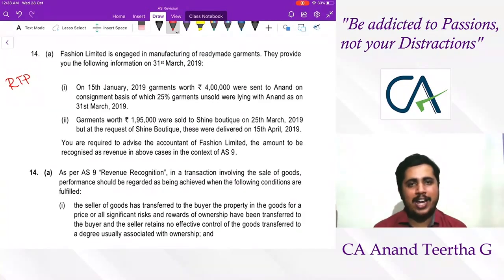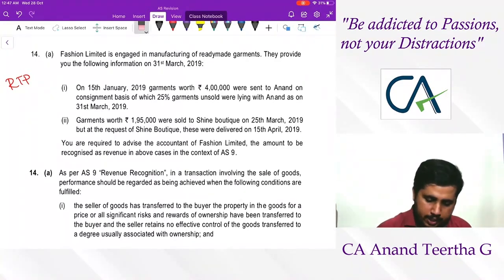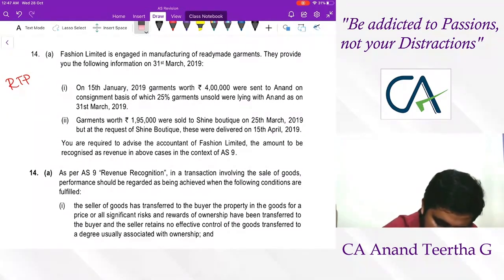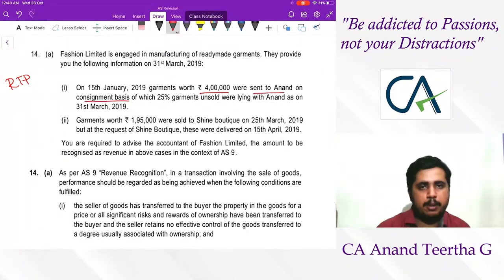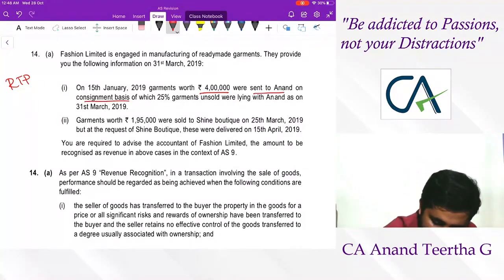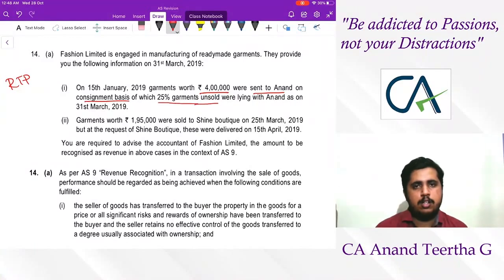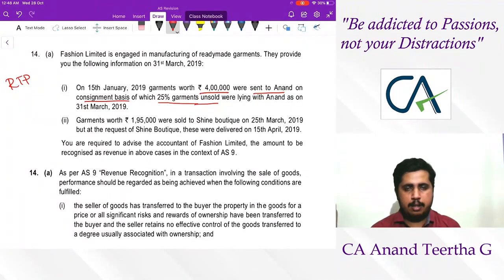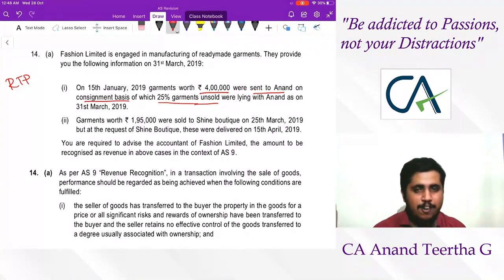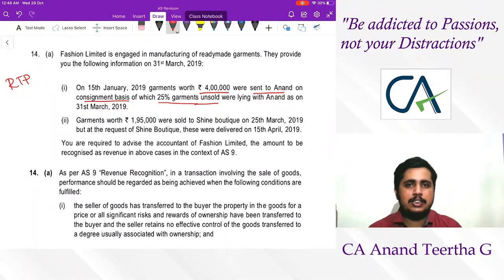in context of AS9. So accordingly, if we check the first one, 4 lakh is sent to Anand on consignment basis. Okay, 25% is unsold. So this basically means there are two situations here. Number one, sale made by us, which is Fashion Limited, to Anand on consignment basis. So if any goods are shifted by Fashion Limited to Anand on consignment, is it a sale? The answer is no. Why? Because there is no significant risk and reward transfer, because consignee, which is Anand, is only my agent.